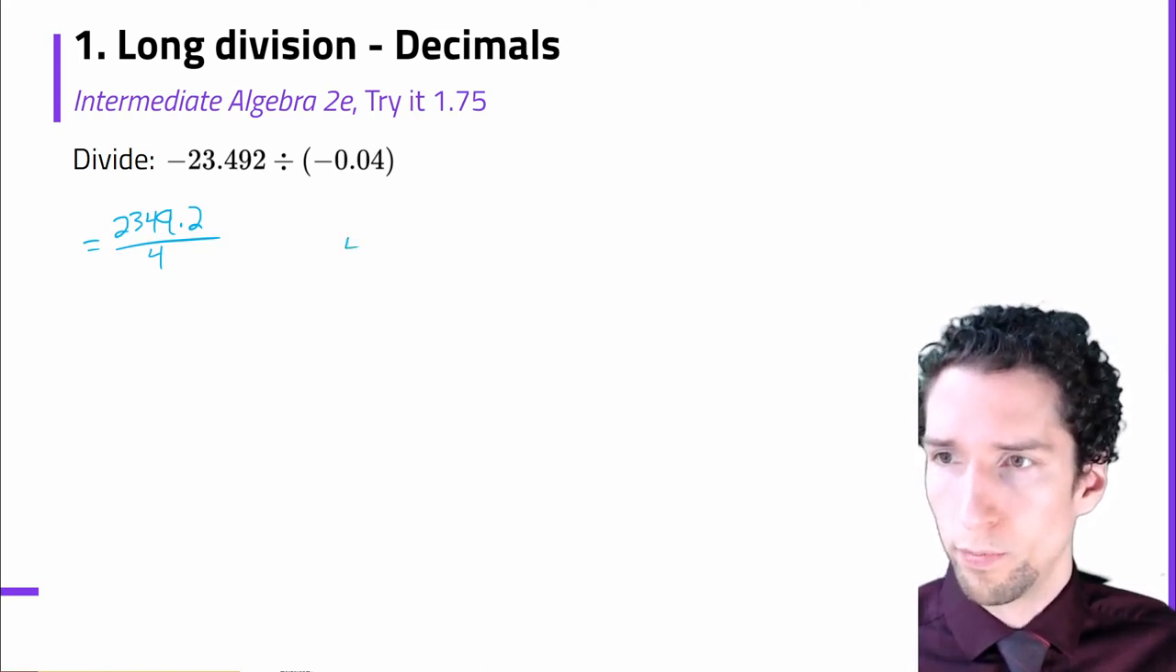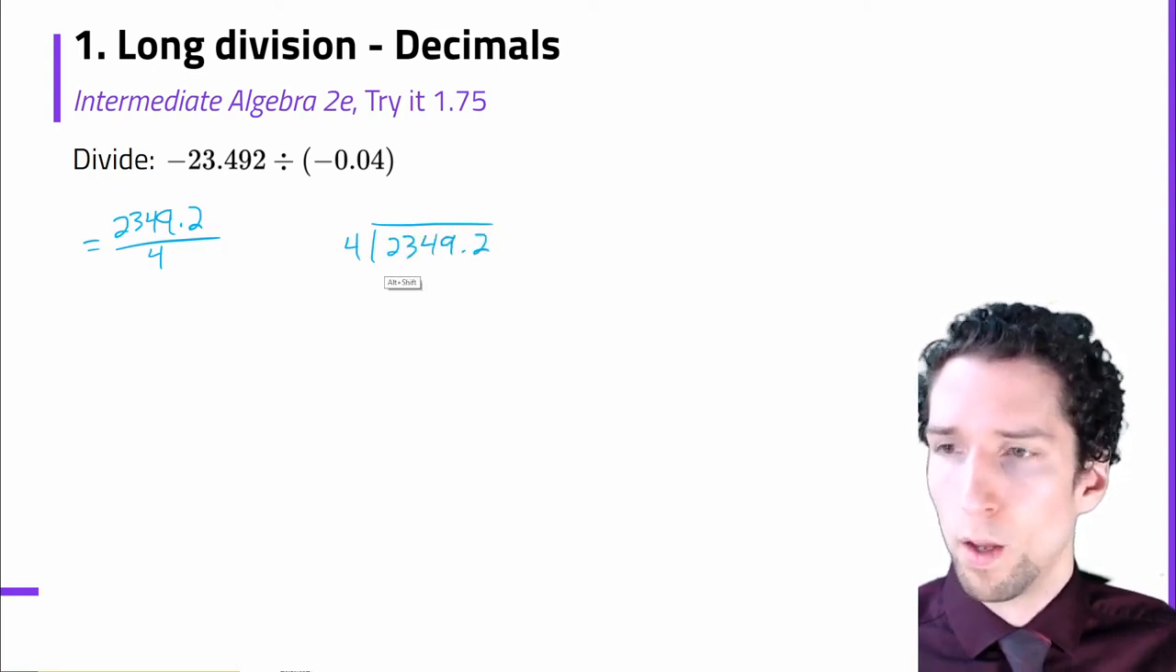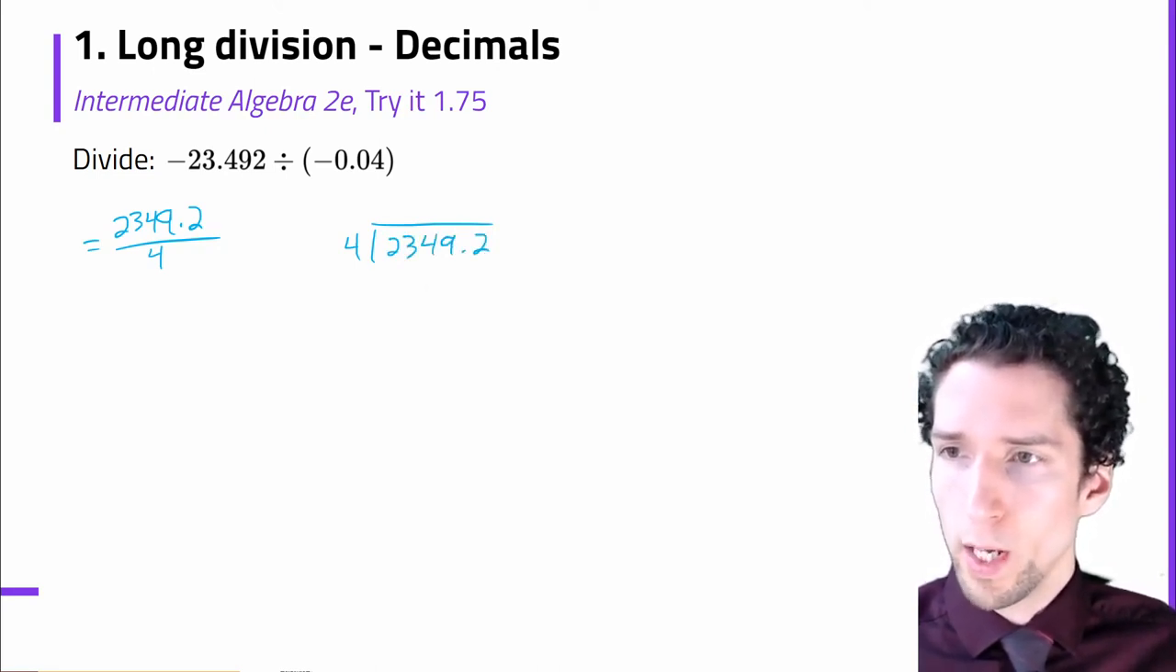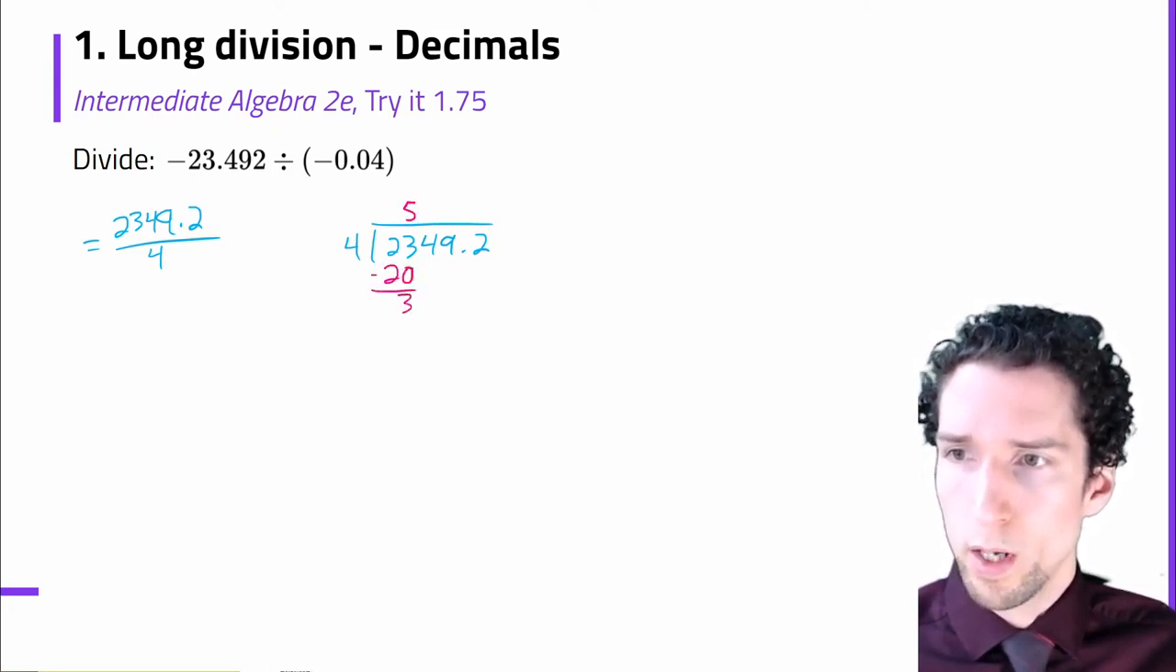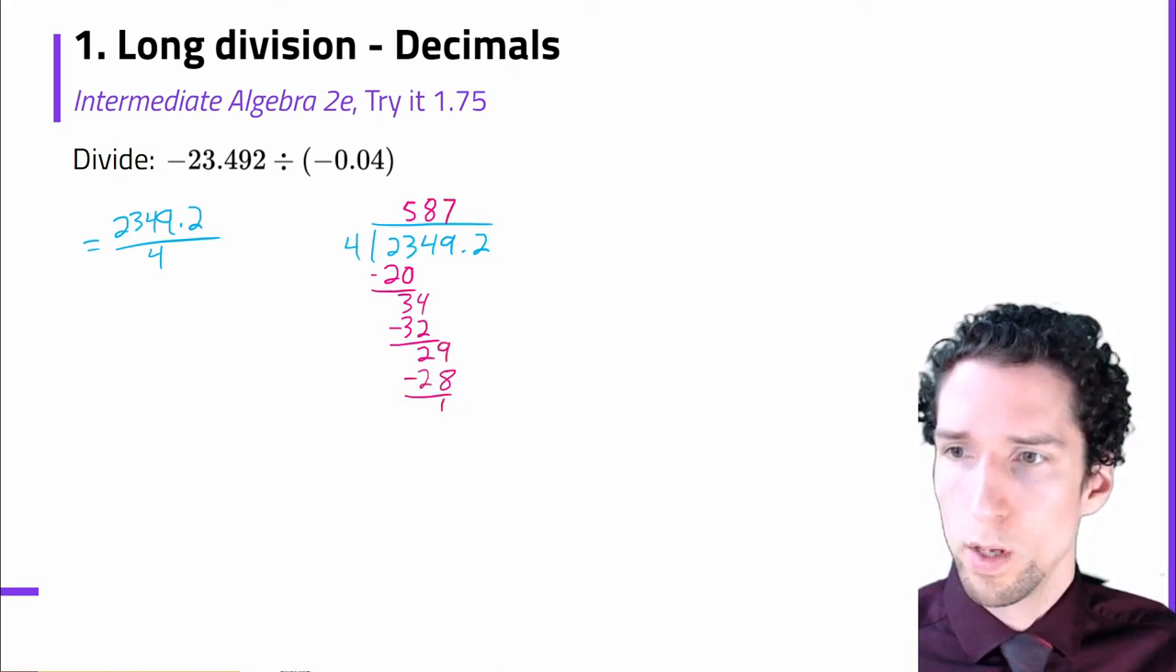Wrong color. So 4 is dividing into 23,049.2. Okay. So 4 into 23, that's 5 times, gives us 20, and 3 here into 34 will be 8 for 32, and a 2 there, and 9, that will be 7 times for 28, and that's 1.